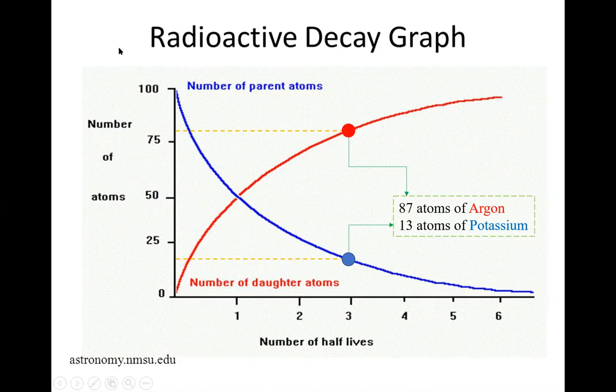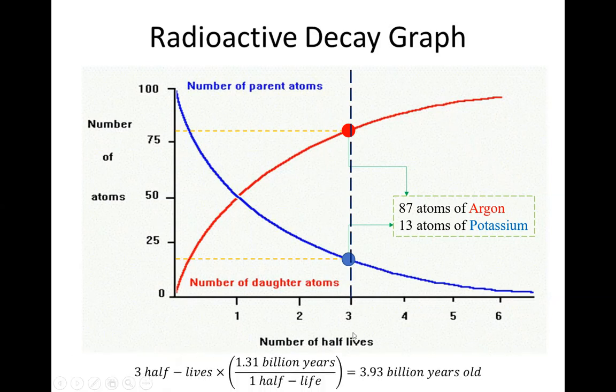The total number of atoms at any point in time, at any location on the graph, has to add up to a value of 100, regardless of when we care about. But nonetheless, what we're going to go ahead and say is that these two dots, the blue one for the 13 and the red one for the 87, if I look at them vertically, they line up with this location, 3 half-lives.